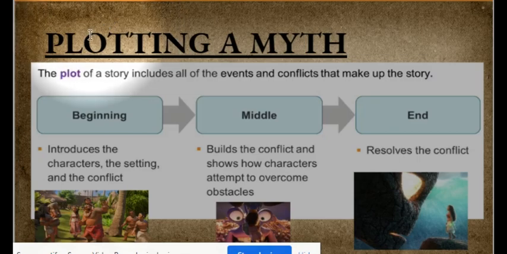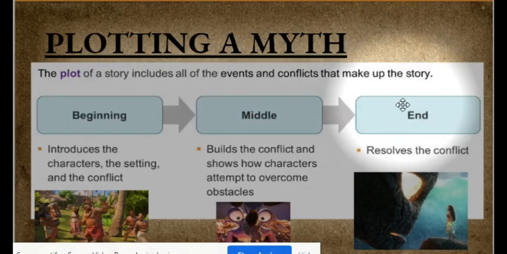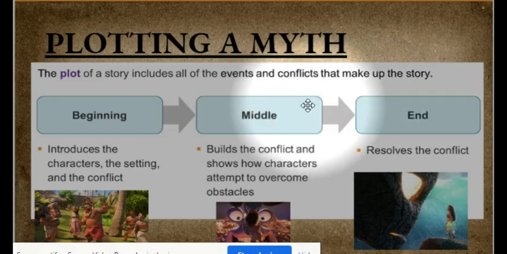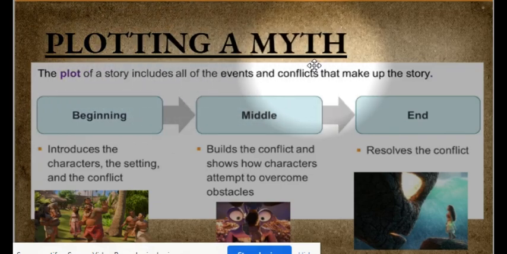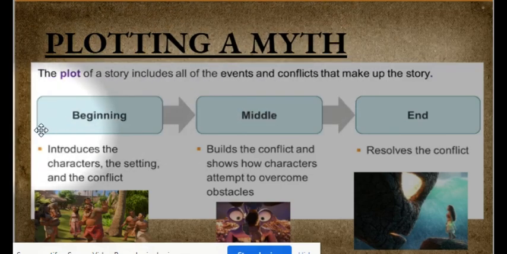We need to talk a little bit about plotting a myth, because at a certain point, you need to look at the beginning, middle, and end of the story to be able to write a summary, all right? Or tell somebody a summary. So, plotting a myth. The plot of a story includes all the events and conflicts that make up the story. In the beginning, you introduce the setting, the characters, and the conflict.